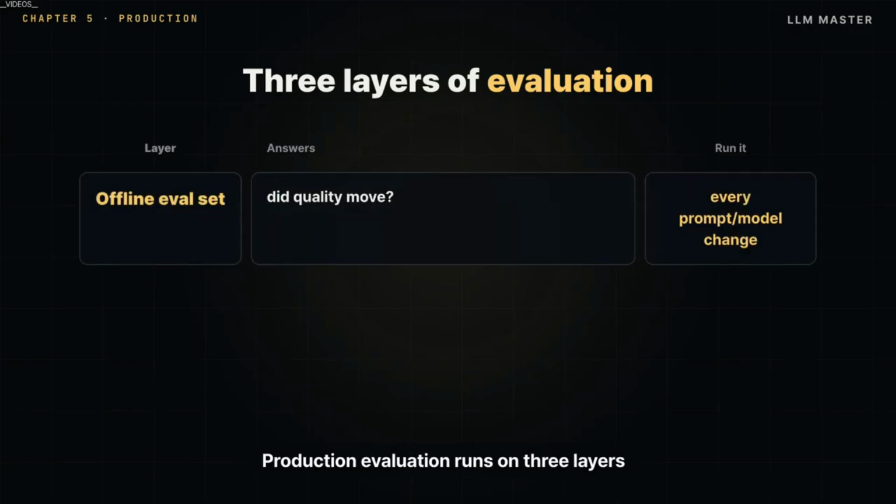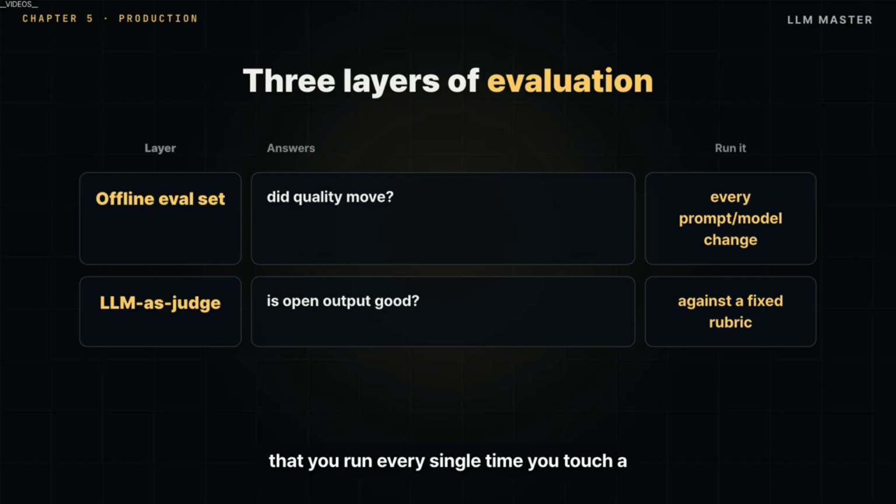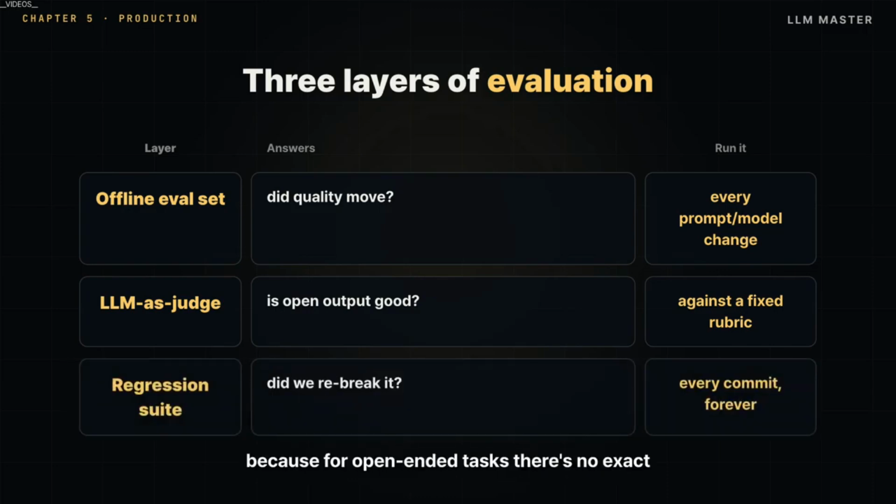Production evaluation runs on 3 layers. The foundation is an offline eval set, a curated collection of real inputs paired with what a good answer looks like, that you run every single time you touch a prompt, a model version, or a retrieval index. On top of that sits LLM as judge, using a strong model to grade outputs against an explicit rubric, because for open-ended tasks, there's no exact string to match against. And wrapping both is regression testing. The moment you fix one failure, that case joins the set forever, so you never silently re-break it.